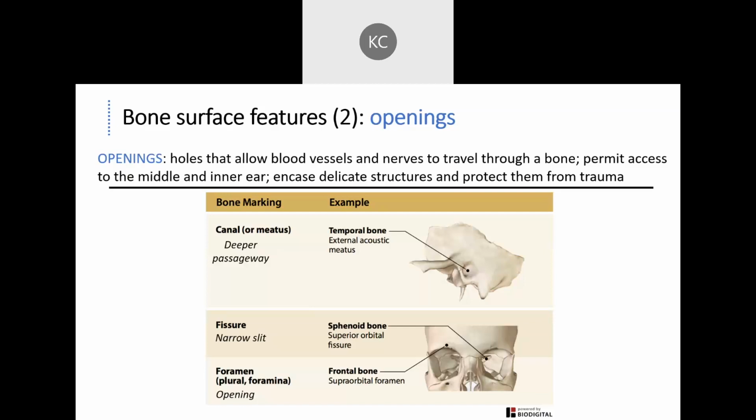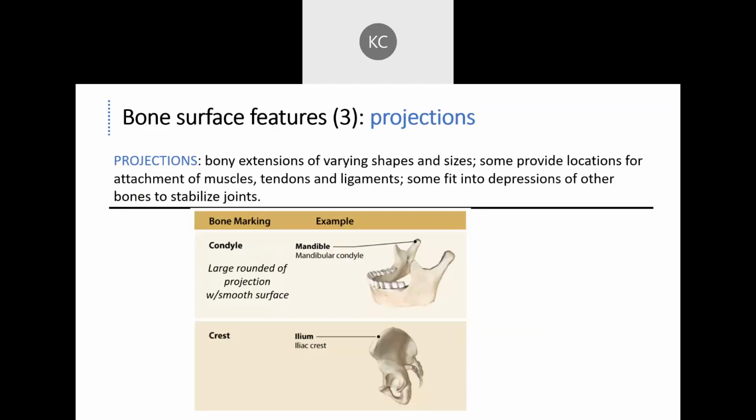And all of these are transmitting some type of blood vessel or some type of nerve through it. Okay, so they're not just there just because, but they're there to allow the passage of something. All right, and then we have projections, and projections are a very broad class of bony features or bony surface landmarks. Okay, but the good thing about projections is you can actually feel many of them through the skin. All right, so we'll talk about a few of them as they come up.